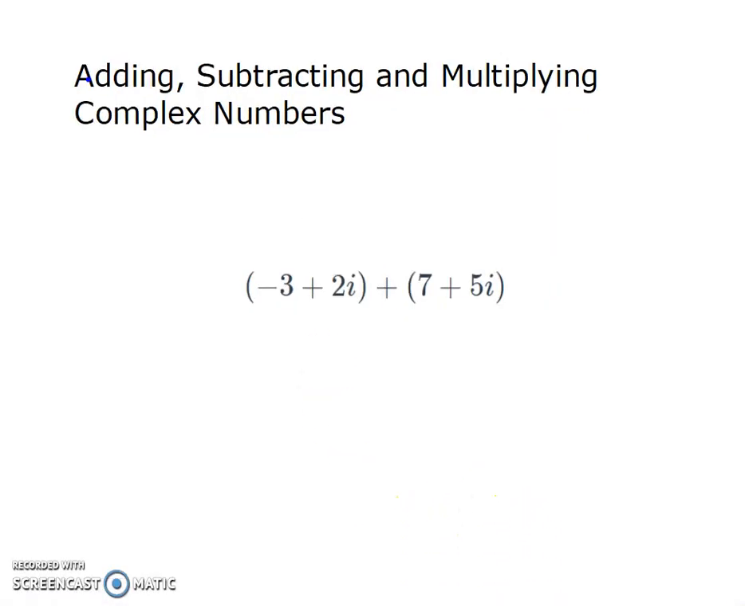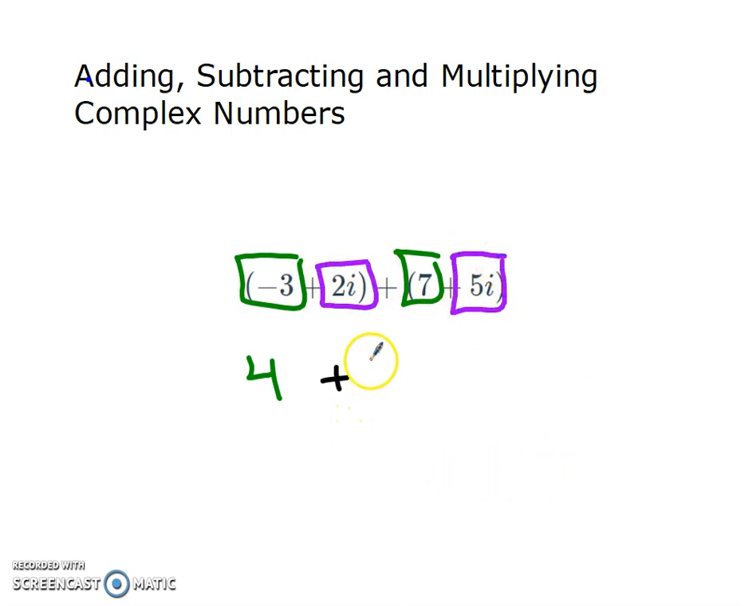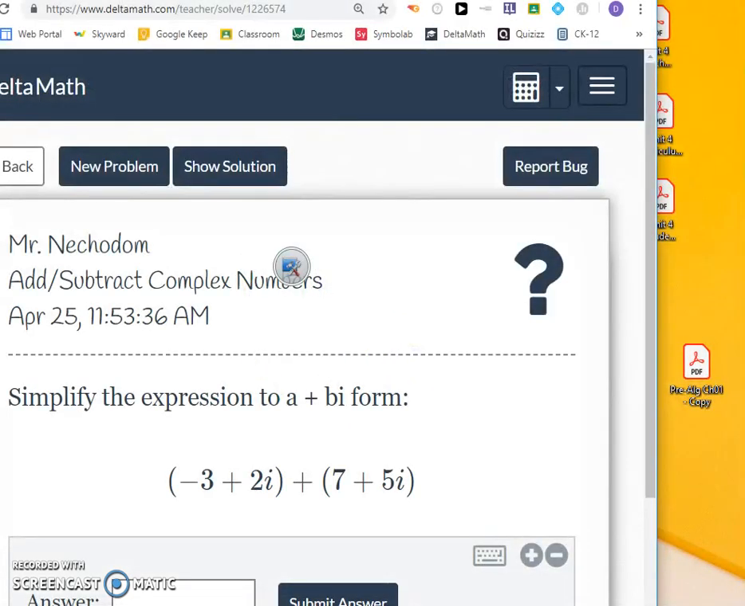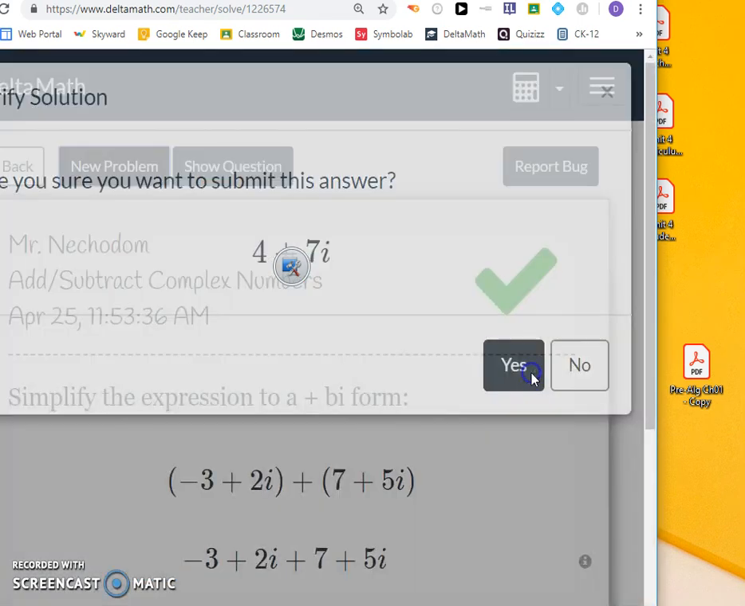So this looks complex, if you'll pardon the pun, but it turns out all you have to do is add together the real parts. Okay, so what's negative 3 plus 7? That's 4. And then combine that with the sum of the imaginary parts, 2i and positive 5i, so 7i. There's your answer. You're done. So when you get back to here, you'll just type in 4 plus 7i. Submit your answer. You're good.